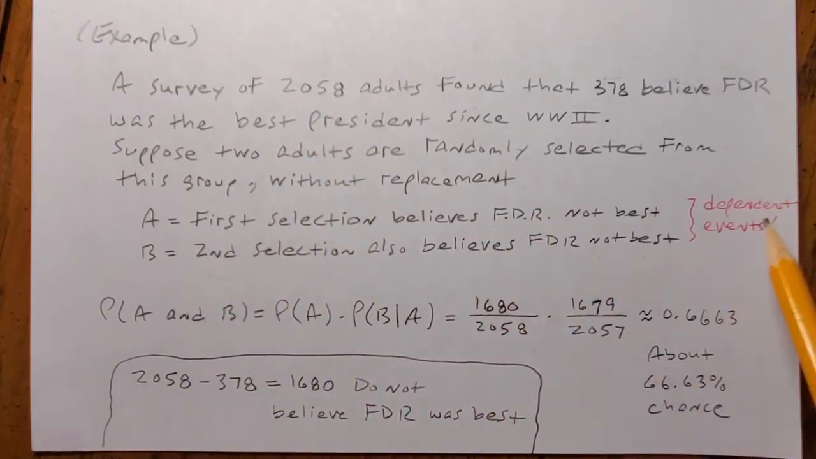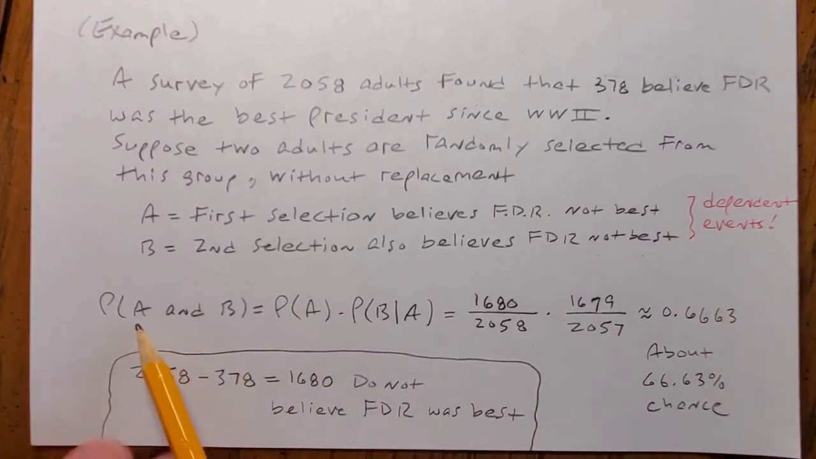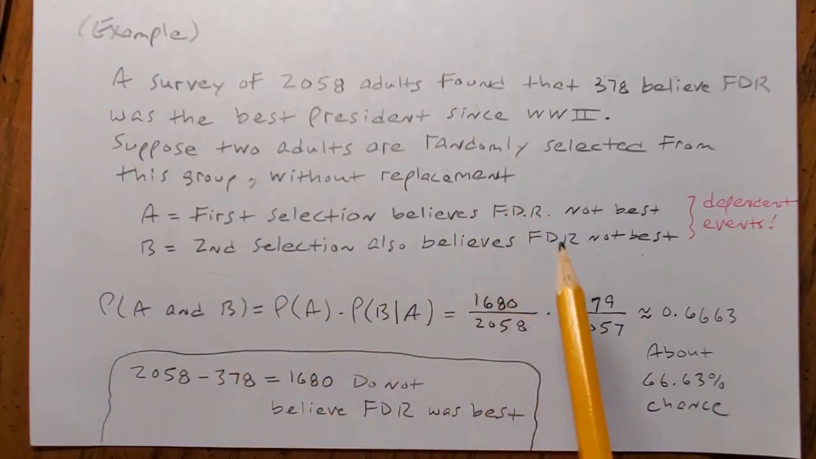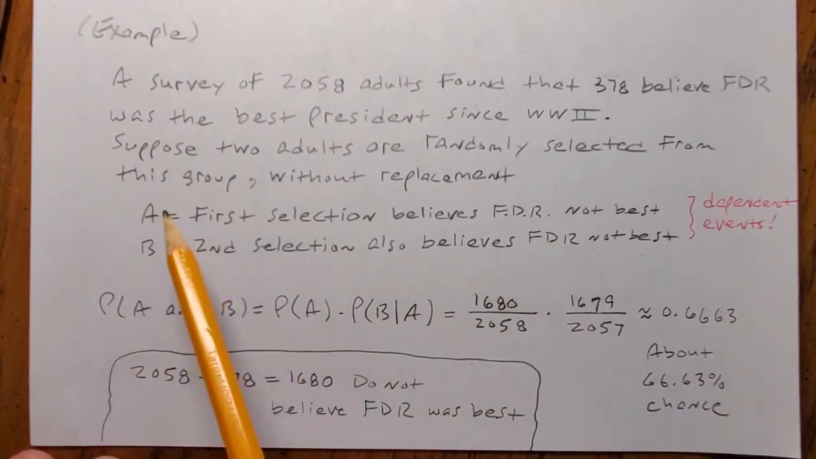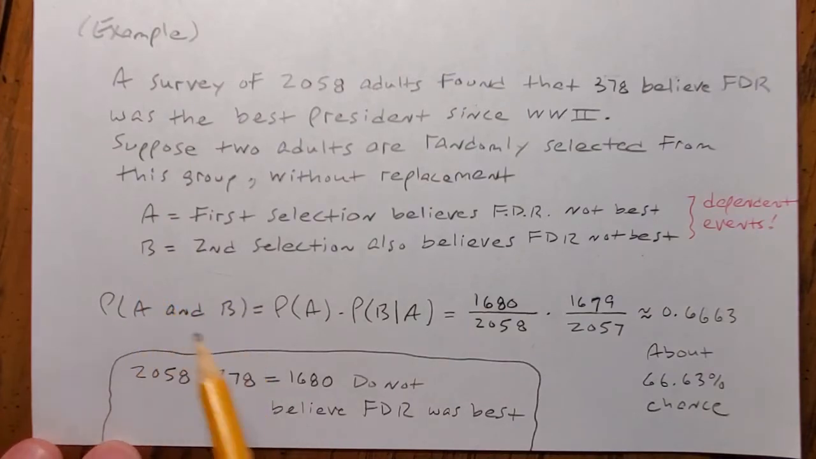Okay, so these are dependent. So the odds that the first selection doesn't think FDR is the best, and then the second selection, that person doesn't think FDR was the best either. So this is what I want to calculate the odds of. What are the odds of these two events happening in sequence? Okay, that's what this means.